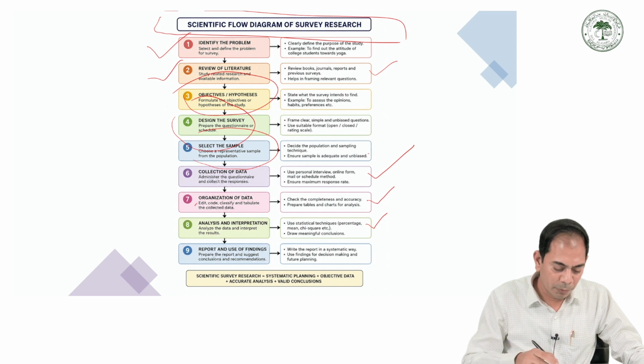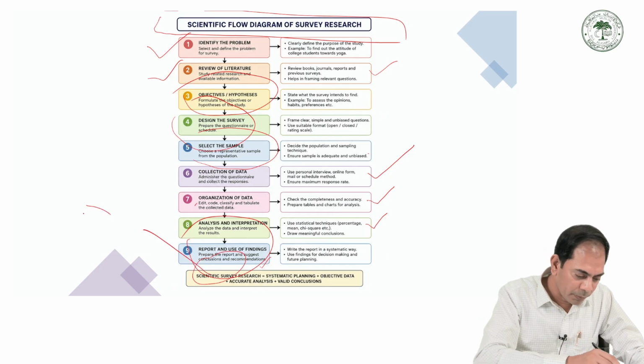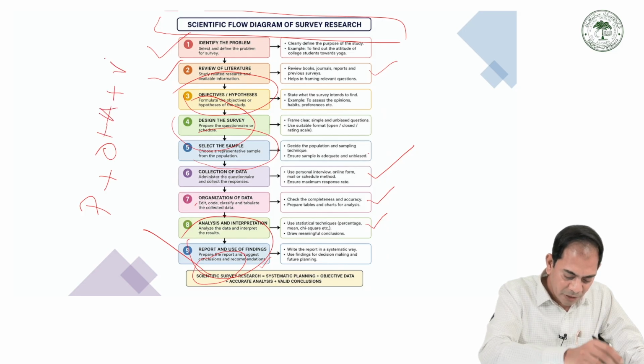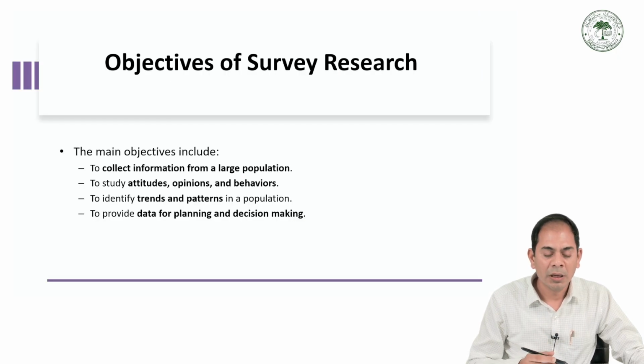And after that you prepare the report and present the conclusion or findings of your study. Important scientific survey research depends on scientific planning, and the important things are planning plus objectivity of data plus accuracy plus valid conclusion. So all these processes we should follow one by one to complete your survey research.